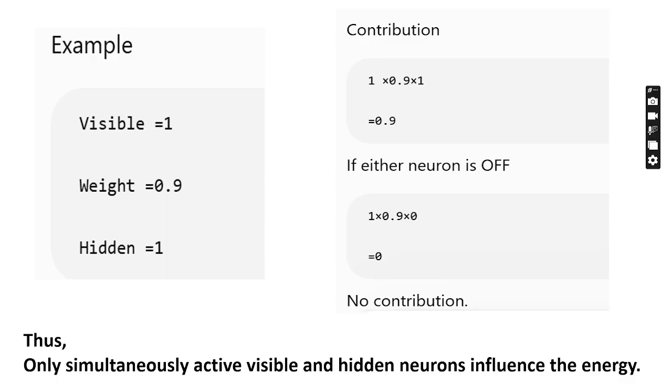If we get 0 from multiplying these three values, there is no contribution from that particular neuron pair. If we get some value, the contribution depends on the value. When it is a high value, it gives a higher contribution. When it is a low value, it gives a lower contribution.